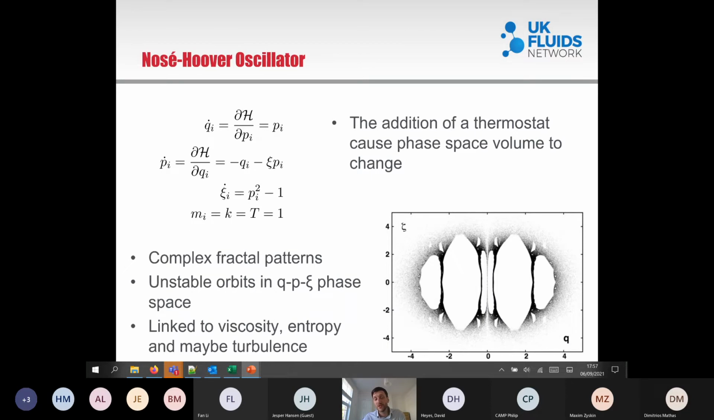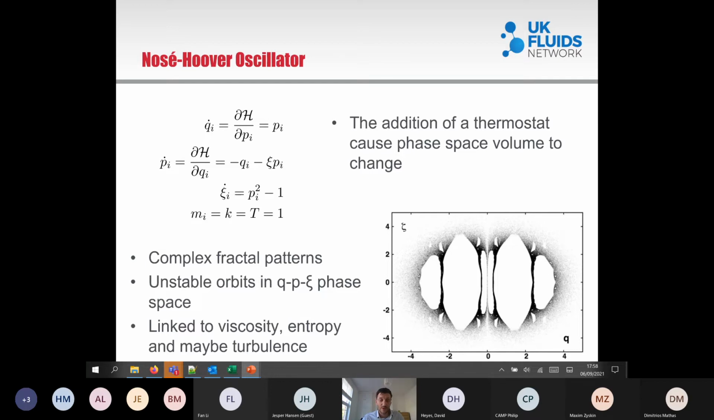However, if you build a Nose-Hoover thermostat into that system, you can start to get some very complicated behaviors. Now, this is actually shown here for a harmonic potential, but I think you have to go to a non-harmonic one to start to see these kinds of chaotic maps. But essentially you stop seeing this kind of conserved phase space, and you start to see multi-fractal and really complex phase space, as well as unstable orbits, and then a whole range of very complicated physics that I would say is linked to viscosity, entropy, possibly turbulence, as well as some of the non-linearities we've talked about today.